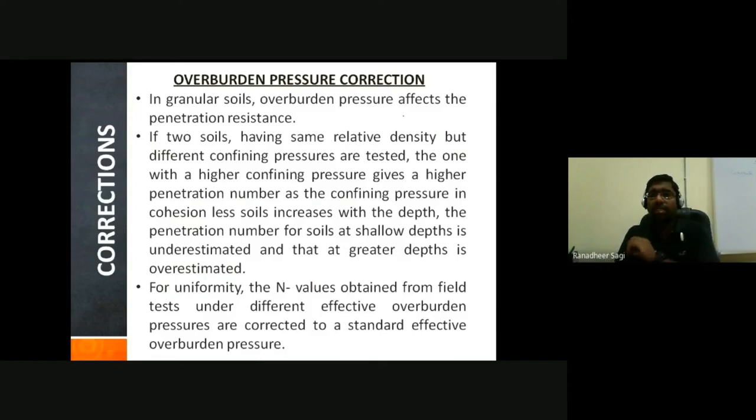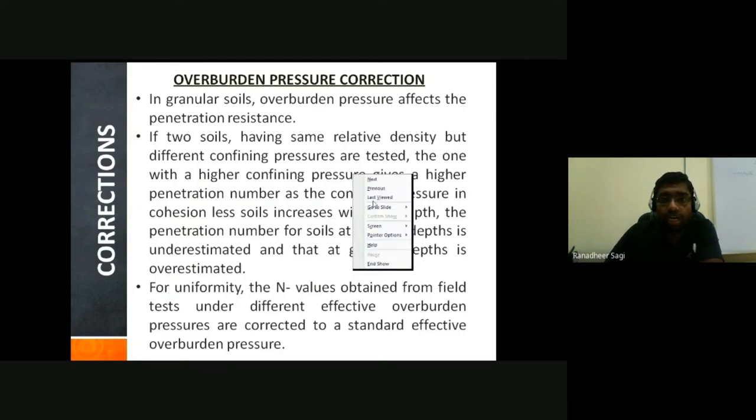So once we say that at a particular depth my SPT N value is determined, we should now understand what are the different corrections that are to be applied for that determined SPT value of that soil. We are going to talk about two corrections that we will apply to the SPT N value that you have calculated. One is the overburden pressure correction, and the other is the dilatancy correction.